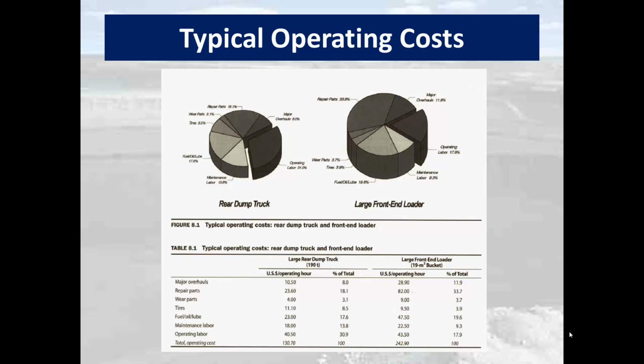This figure is Figure 8.1 on page 104. This illustrates a typical breakdown of the operating cost of a large rear dump truck and a large front-end loader. And then below that in Table 8.1, the standard presentation of cost is an amount per operating hour.